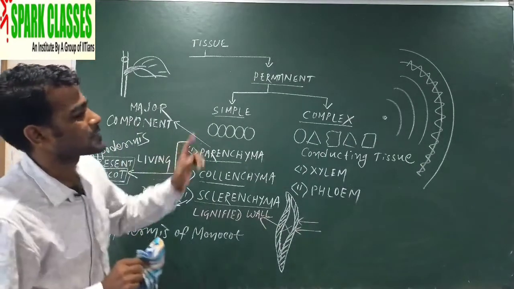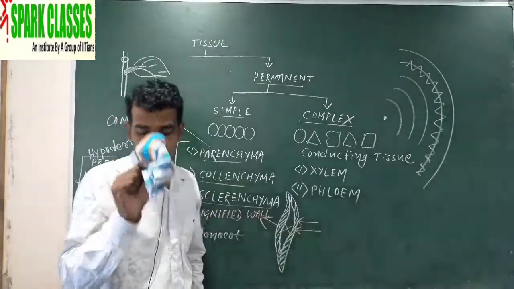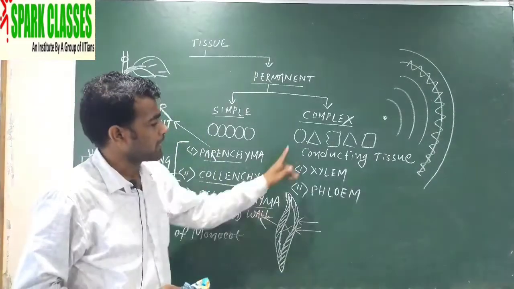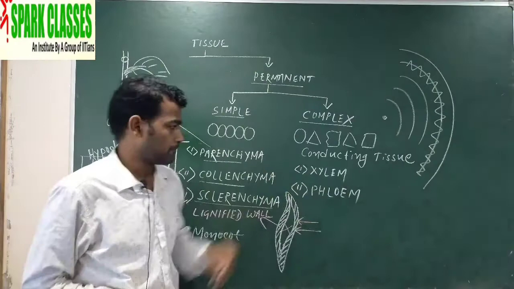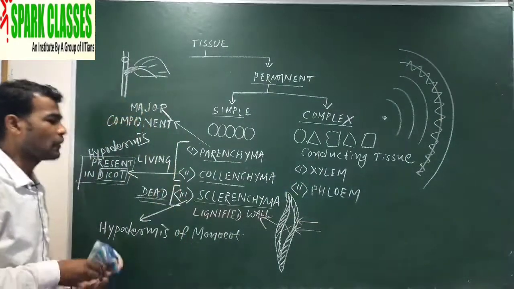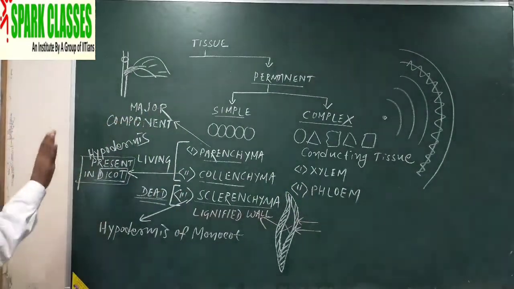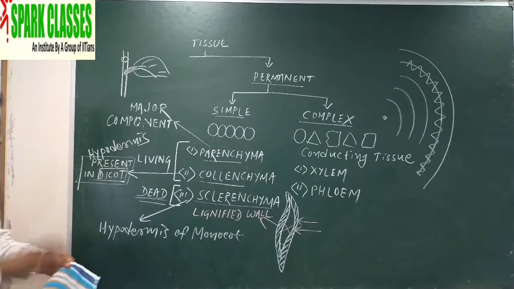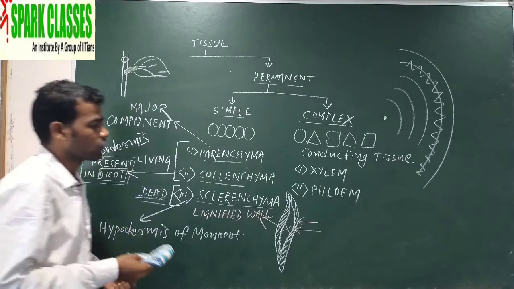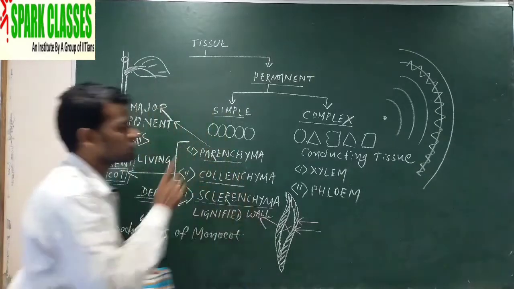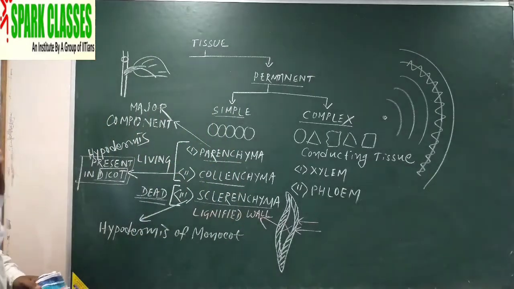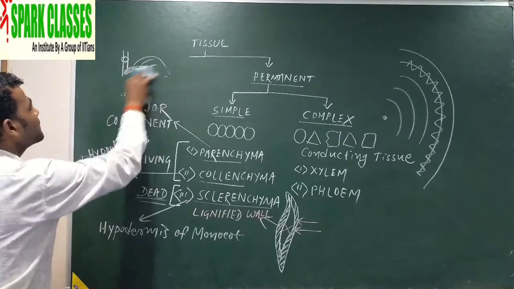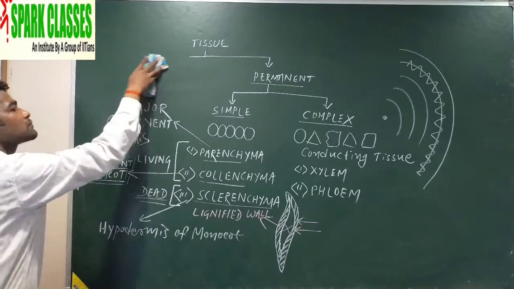Now come to the complex permanent tissue, because maximum questions come from xylem and phloem. So now one by one we will discuss xylem and phloem. Perhaps the simple permanent tissue is clear. You can take a screenshot of this and write it at the end, after completion of class, to make your notes. We will discuss xylem and phloem in detail, because the maximum number of questions are asked from this. First, xylem is a complex permanent tissue.